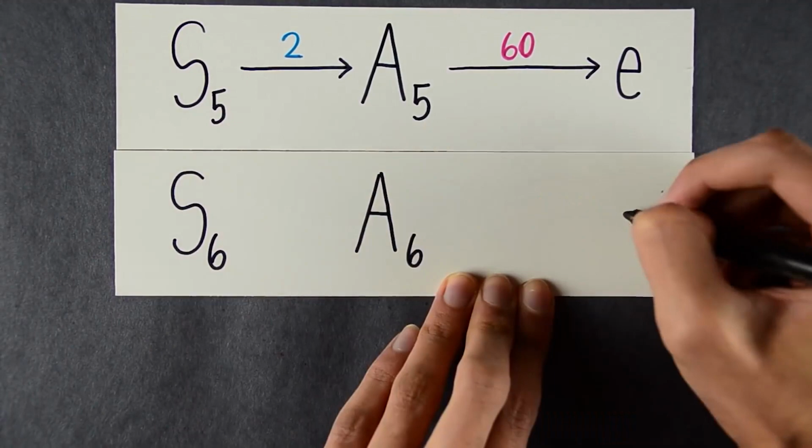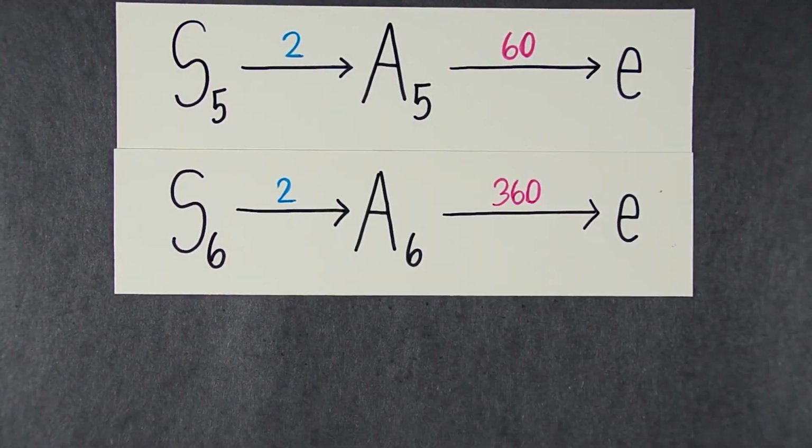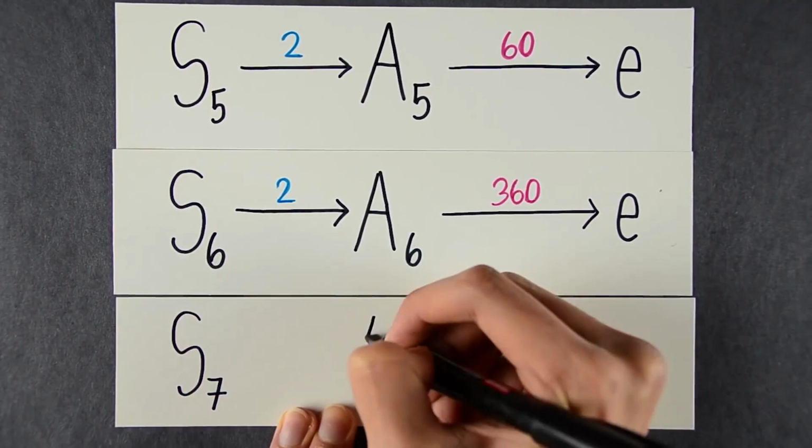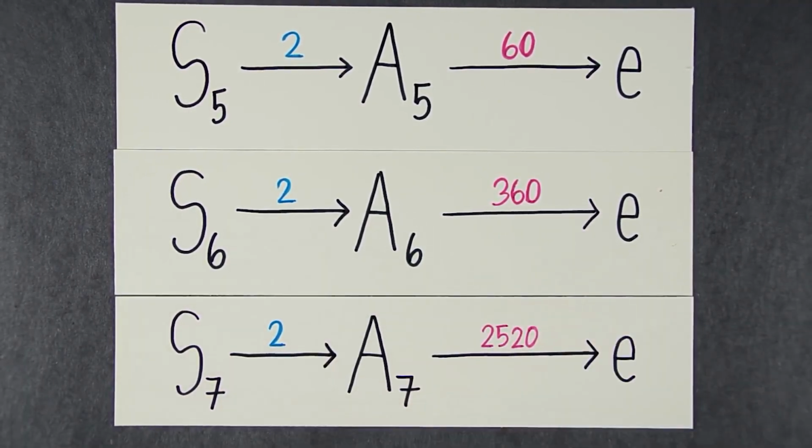For n equals 6, the situation continues. You start off with 2, but then you go to 360, so the group isn't a solvable group, so there's no general formula there either. Same for n equals 7. You start off with 2, but then you get stuck at 2520, which isn't prime.